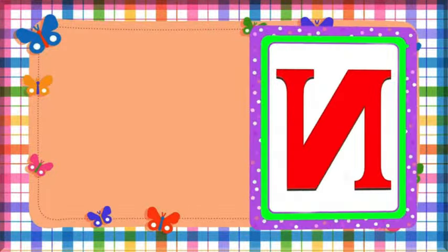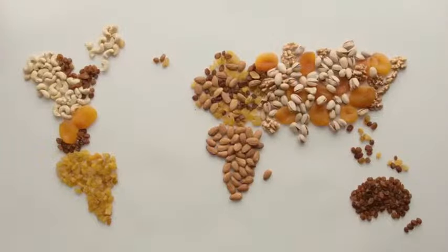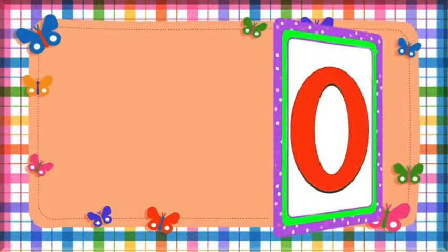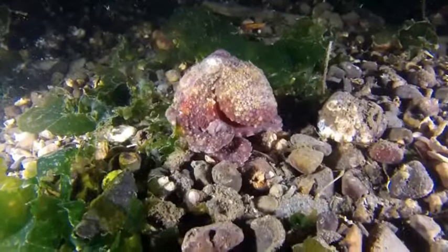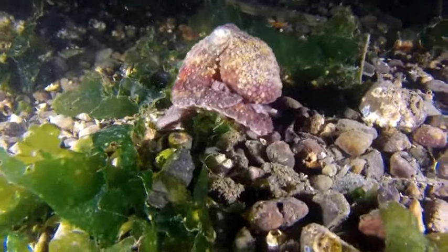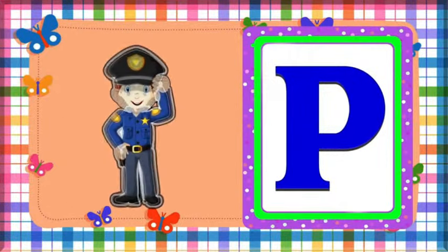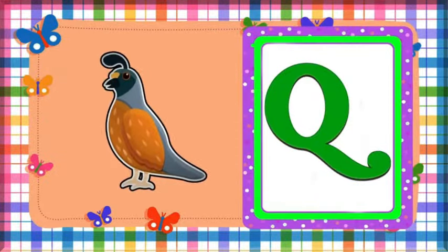N. N is for nuts. Nuts. O. O is for octopus. Octopus. P. P is for policeman. Policeman. Q. Q is for quail. Quail.